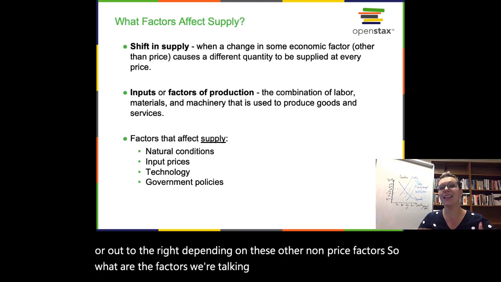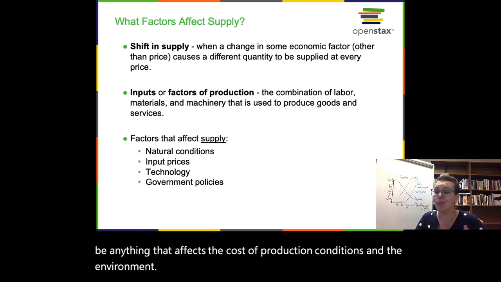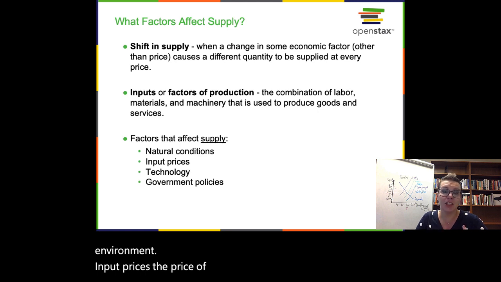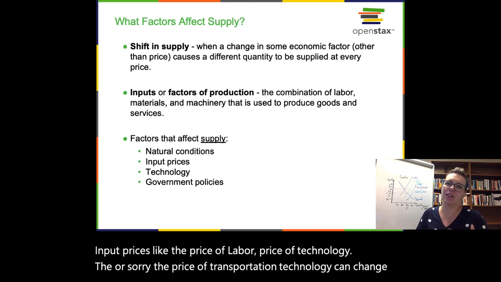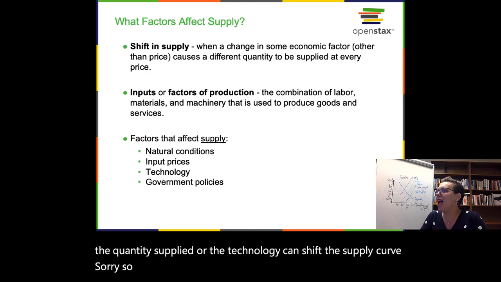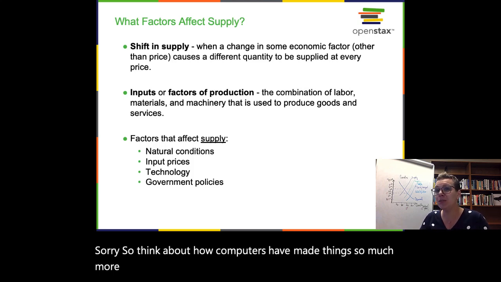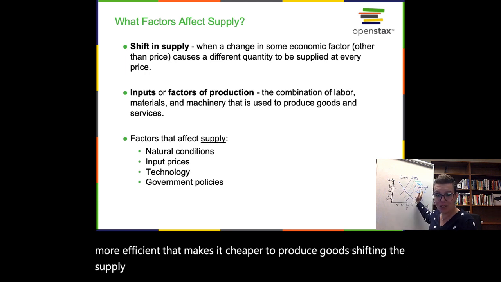It's going to be anything that affects the cost of production, conditions in the environment, input prices like the price of labor, price of technology, the price of transportation. Technology can shift the supply curve. So think about how computers have made things so much more efficient. That makes it cheaper to produce goods, shifting the supply curve out, right?